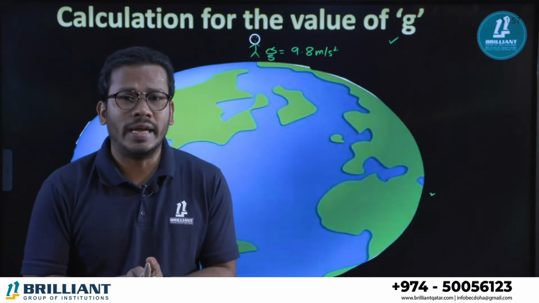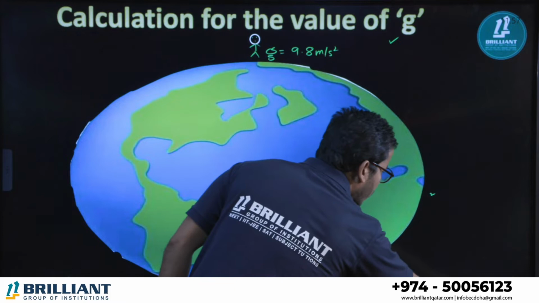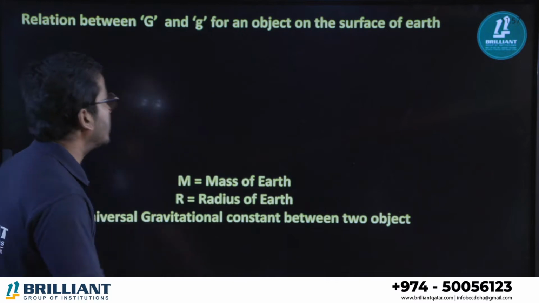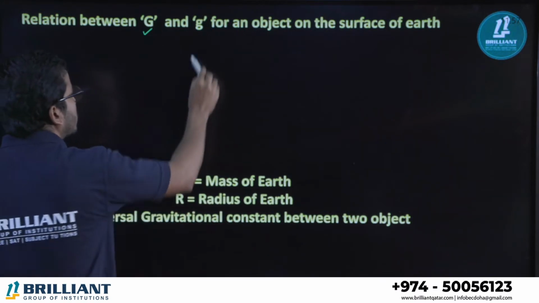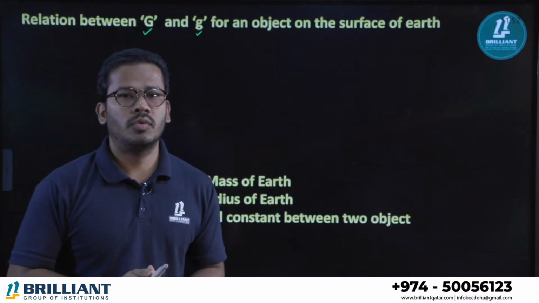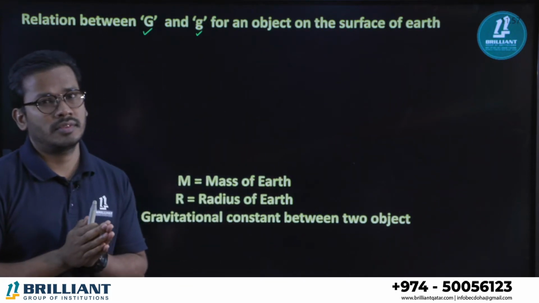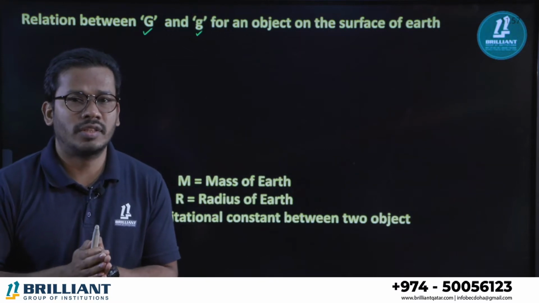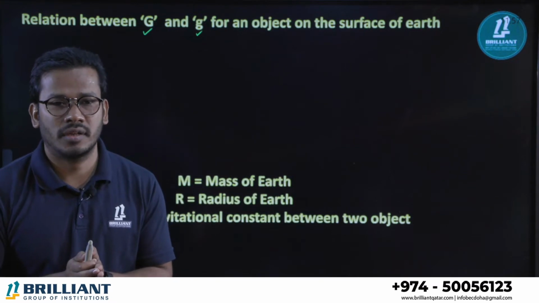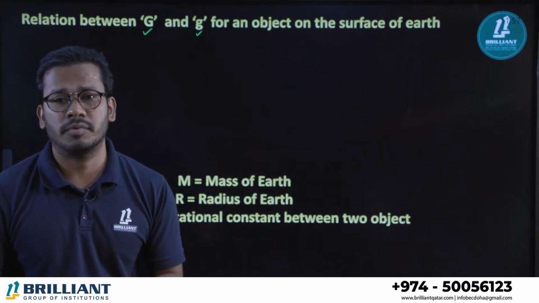Now, since we are calculating the value for g, everybody, we need a formula, right? The formula that is going to help us calculate the value for g is given by a relation of capital G and small g. Now, what was capital G? Let me recall. You're going to tell me, sir, it was the universal gravitational constant, right? And what's the value? It was 6.673 times 10 raised to the power minus 11 Newton meter squared per kg squared, right? Whereas the value for small g, acceleration due to gravity, was 9.8 meters per second squared.